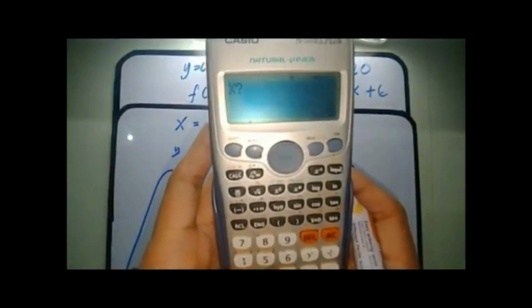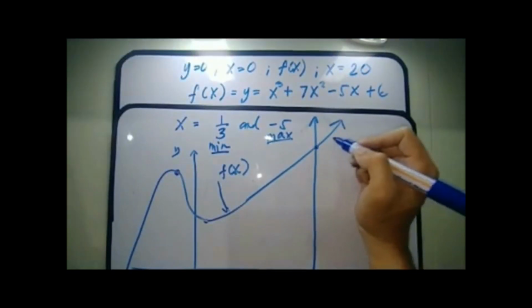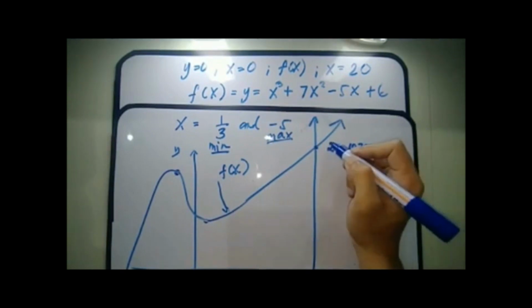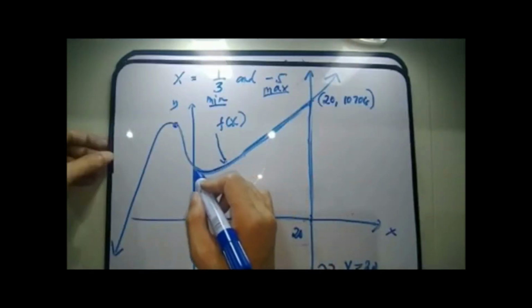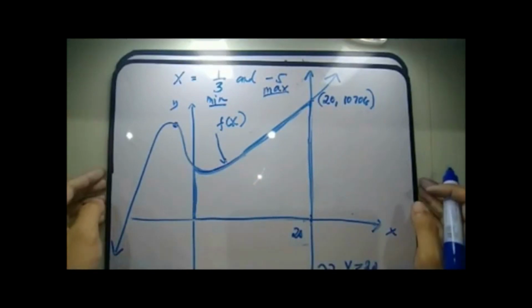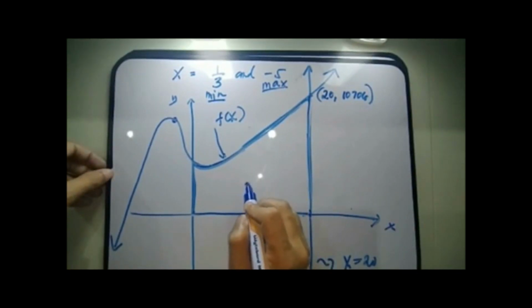So, ano yung intersection niya? So, yung intersection niya at x equals 20. So, that is 20, 10,706. Para mas ma-visualize natin. So, this is the graph. This is the area bounded in the first quadrant. So, we need to find the centroid of this area.